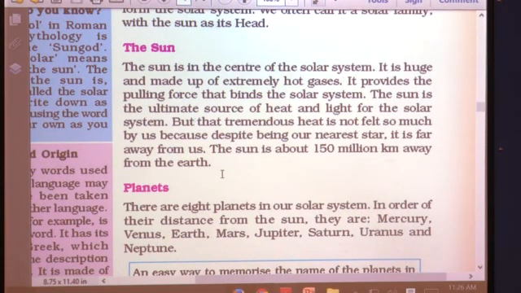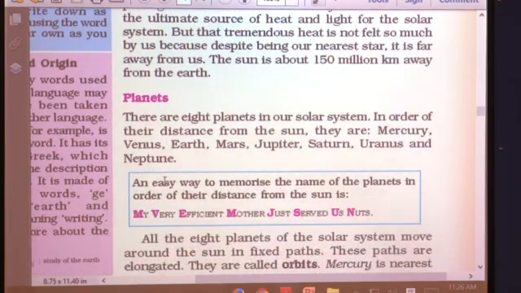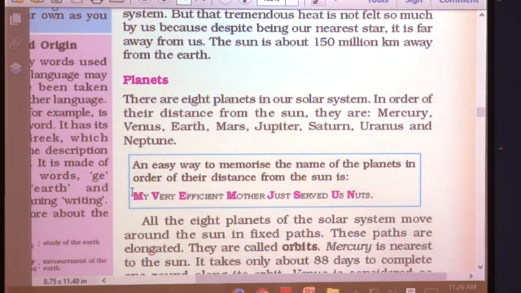So now you have seen about the Sun, children, and you know much more about it. Now we will see about the planets. This sentence you must remember very well now: My Very Efficient Mother Just Served Us Nuts.